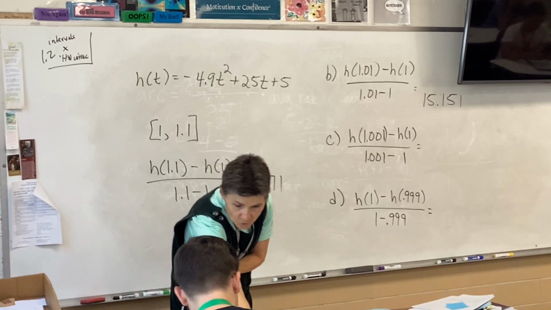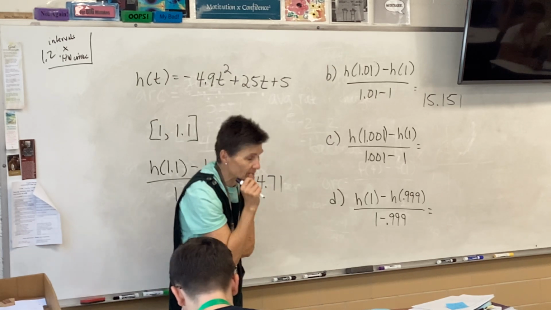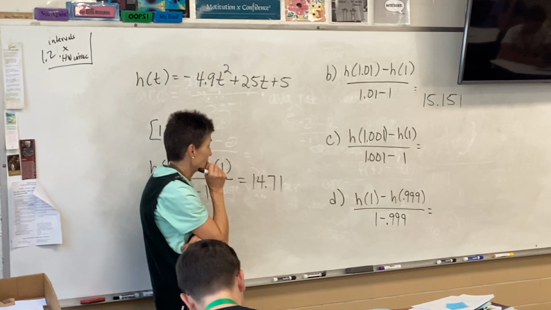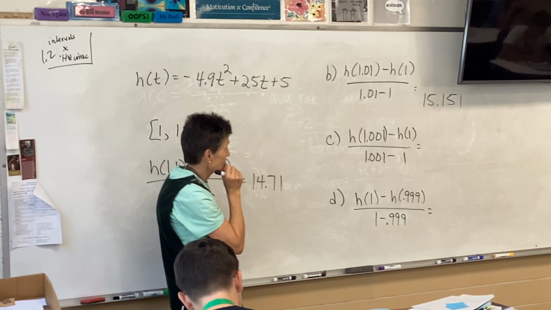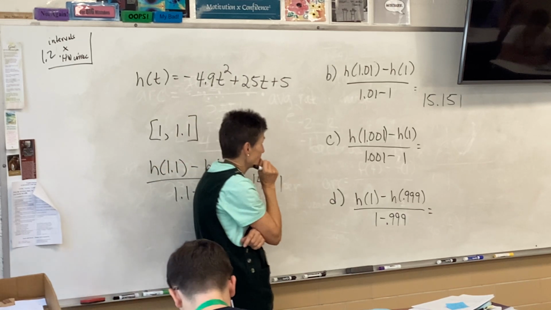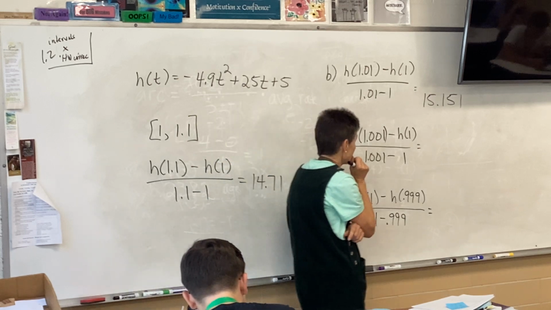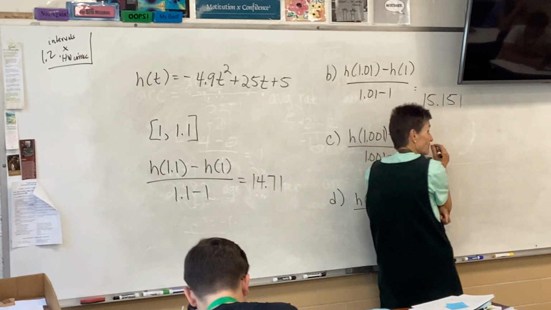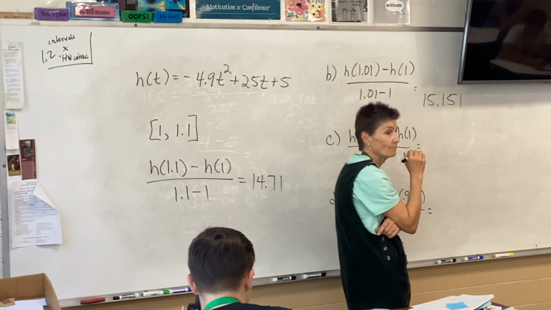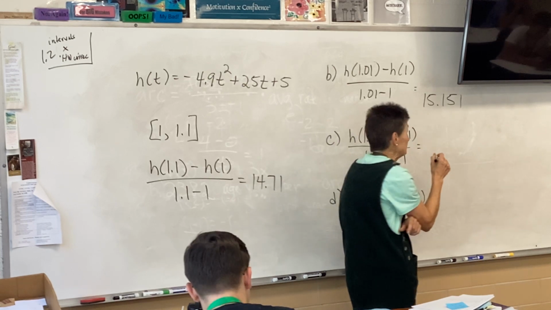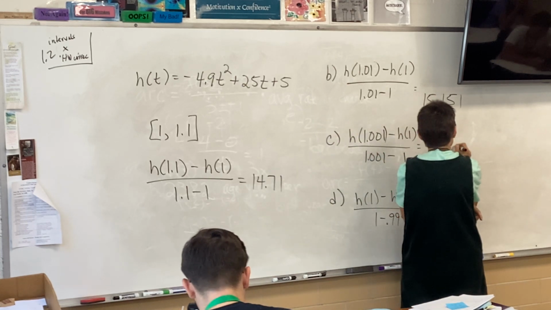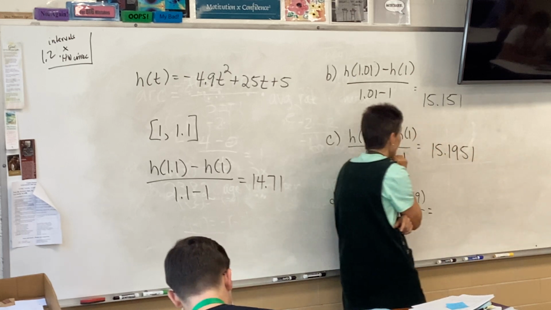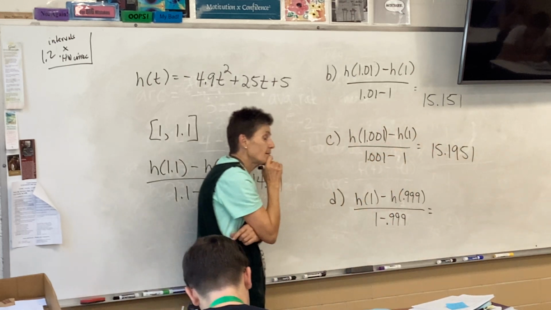Did you get those numbers or did you just copy mine? No, I got it. You got that, good. What did we get here? Anybody got this one yet, the third one yet? 15.1951. 15.1951, that's interesting. Okay.